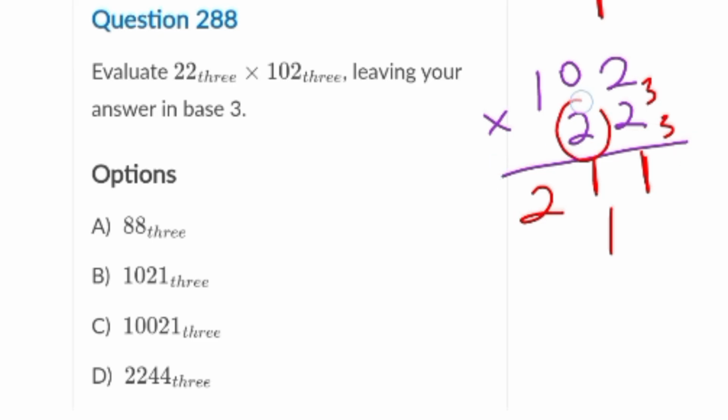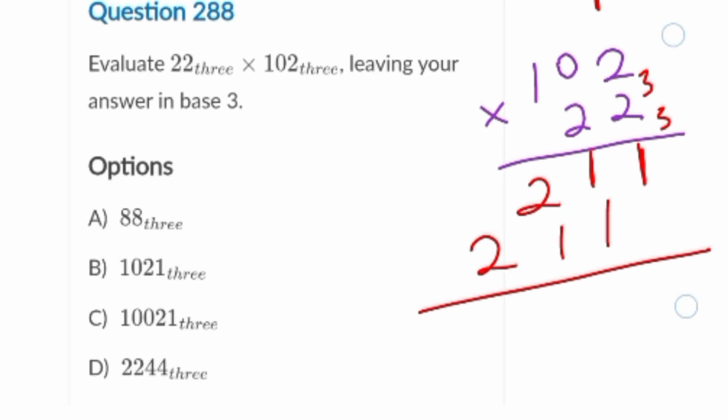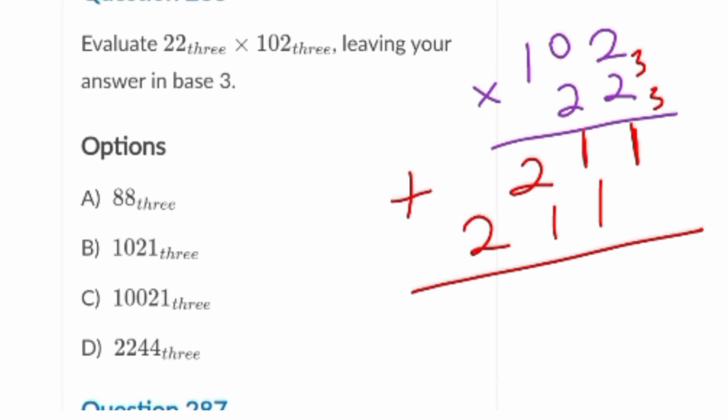So I'm multiplying by 2 again. I'm also going to get 211, but I'm going to step it to the side. So I'm going to step it like this, 211. The next thing is just to add. So 1 plus 1 will give you 2. You can write it like that because it is less than the base. But 2 plus 1 will give us 3.